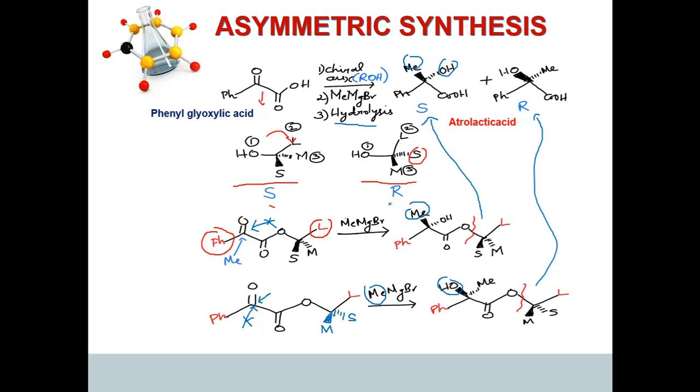So Prelog's rule is very simple. There are only 3 steps. You take the phenyl glyoxylic acid, you treat it with a chiral alcohol, then you perform an addition reaction with methyl magnesium bromide, you do a hydrolysis, and you have to predict the configuration of the atrolactic acid that you obtain. Based on the configuration of the atrolactic acid obtained, you can fix the configuration of the chiral alcohol which you have taken.